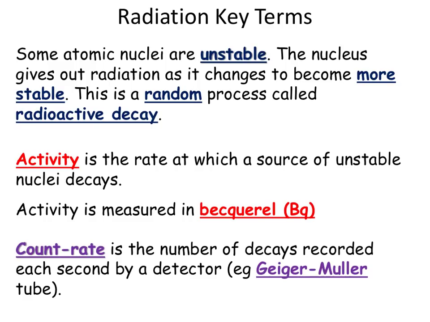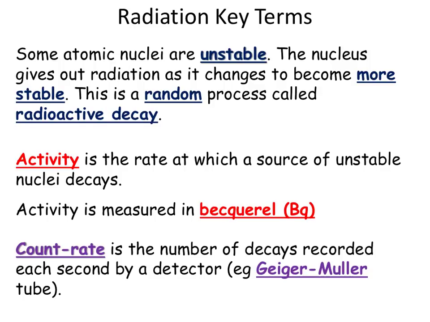So now I thought it would just be worth going through some key terms for radioactivity. The key thing about radioactivity is that some atomic nuclei are unstable. To become stable, the nucleus gives out radiation as it changes to become more stable. That's a random process, and we call that radioactive decay. It's really important that you understand that radioactive decay is a random process. You can't predict when it will happen, because it just happens randomly within the substances that are radioactive.